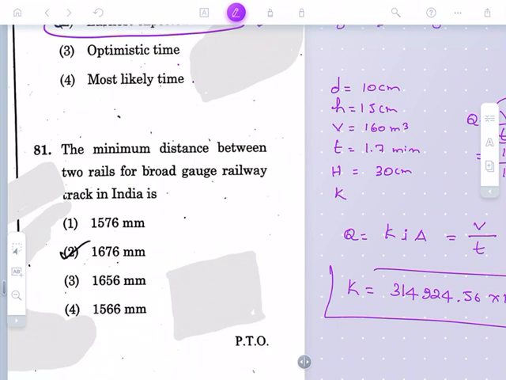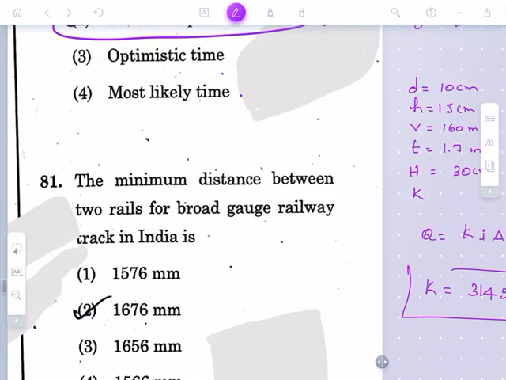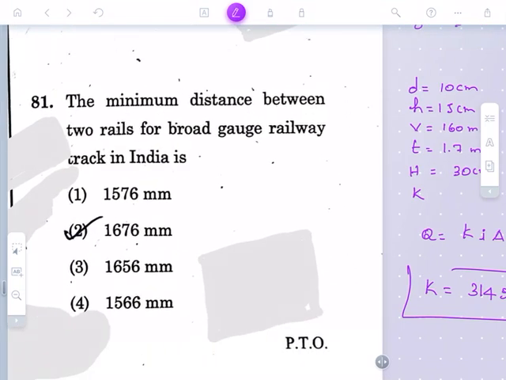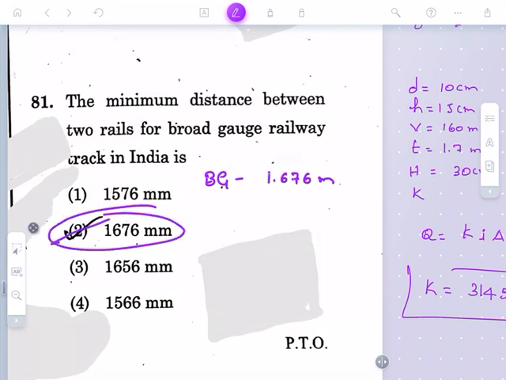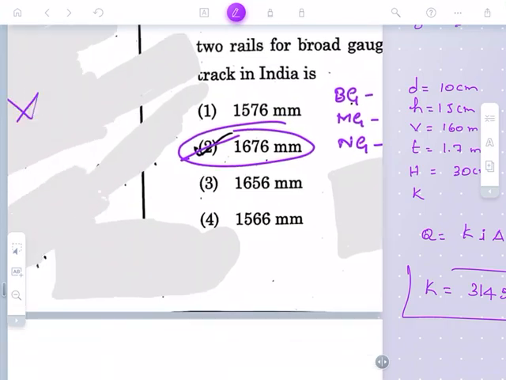The minimum distance between the 2 rails of the broad gauge track in India. There are 3 concepts we need to find here. This comes in railway engineering, which corresponds to transportation engineering. Broad gauge track has a gauge of 1.676 meters. That is nothing but 1676 mm. In the same way, meter gauge will be 1 meter, and for narrow gauge, please do comment in the comment section.